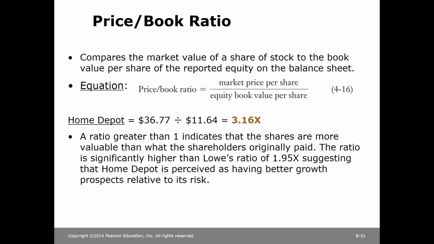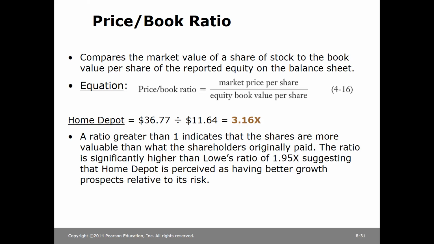The X here stands for times. So that means that the general market investors today are willing to pay more than 3 times what the original shareholders paid for the shares of this company. And the original shareholders are those who got the shares from the primary market, generally through an IPO. In this ratio, a higher value indicates that the investors believe the company to have better growth prospects.